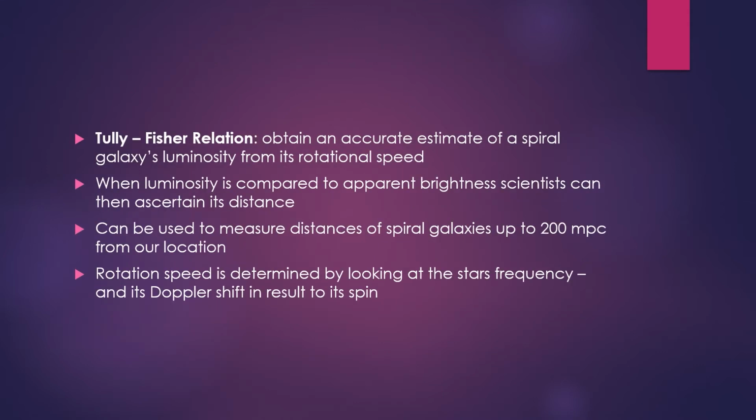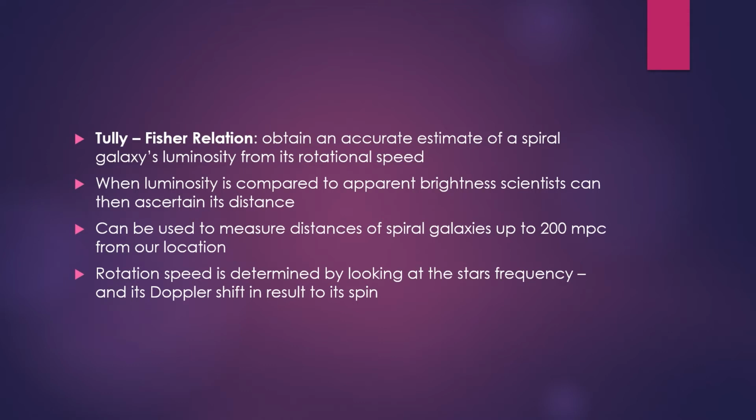A second method was determined in the 1970s when astronomers discovered that there was a close correlation between luminosity and rotational speeds in spiral galaxies. Rotational speed is a measure of the total mass of a galaxy, just like a star. And this has a very close correlation with a galaxy's luminosity. And this is known as the Tully-Fisher relation.